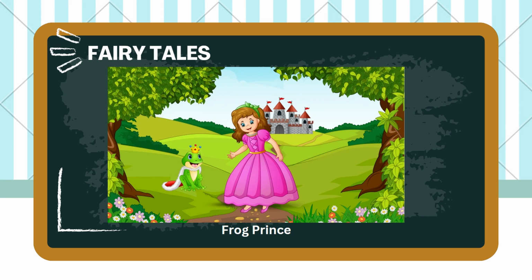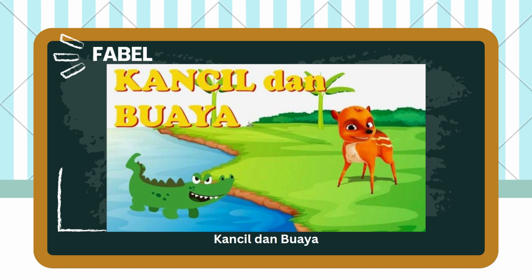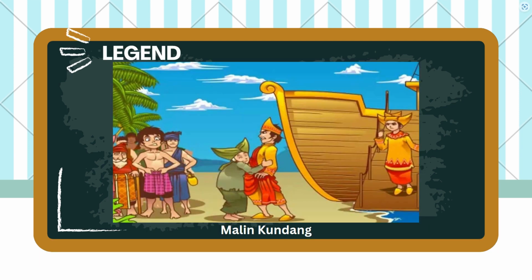The example for fairy tales is Frog Prince. In the Frog Prince story, there is a magical creature, which is the Frog Prince. The example for folktale is Timun Emas. Timun Emas is a story that is passed down from generation to generation in a society. The example for fable is Kancil dan Buaya. In the story of Kancil and Buaya, the characters are animals, but they can speak or talk like humans. That's why it is called a fable. The example for legend is Malin Kundang. Malin Kundang is a quite famous story from West Sumatra.